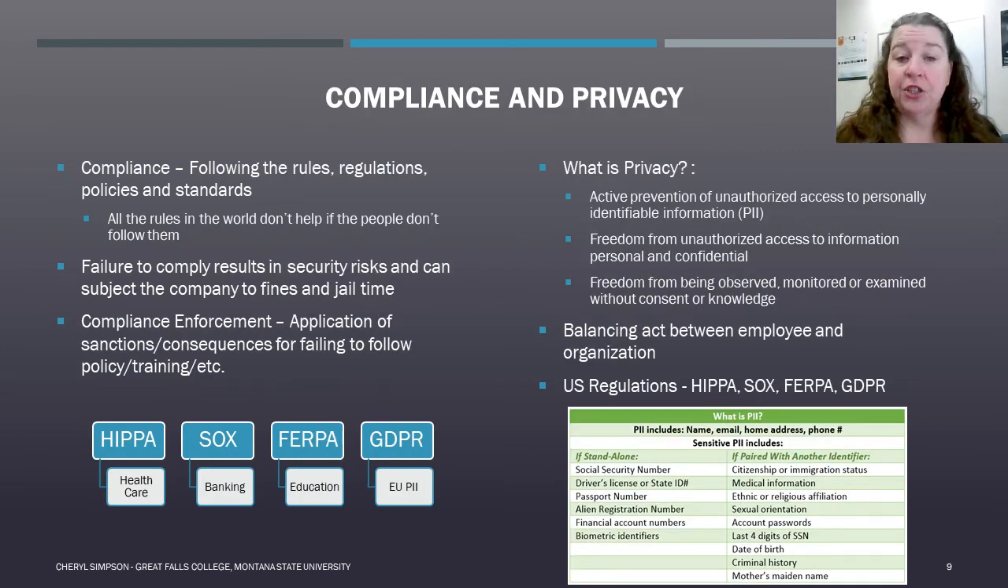And finally, for this section, we're going to talk about compliance and privacy. So compliance simply means that you follow the rules. You follow the rules, the regulations, the policies, and the standards. All the rules in the world don't help if the people don't follow them. So if the speed limit says 70 and you drive 75, you're not following the rules. Having a sign up there that says 70 and not enforcing that means that the rule becomes moot. It doesn't make any sense.